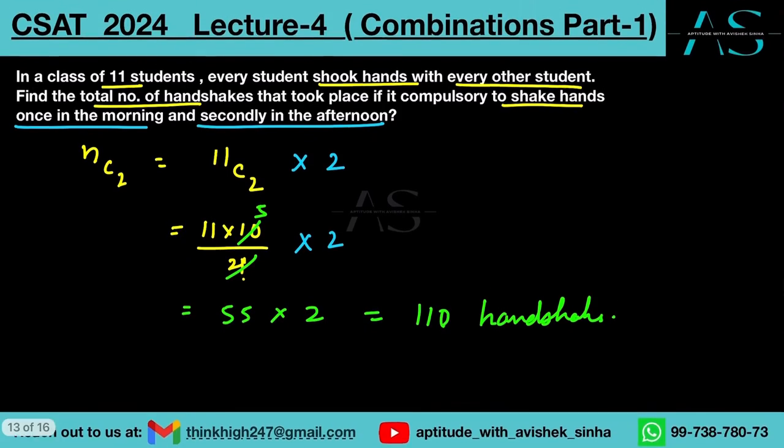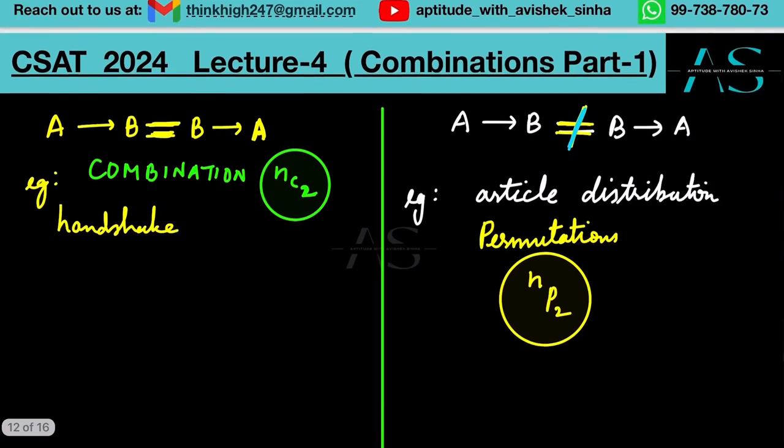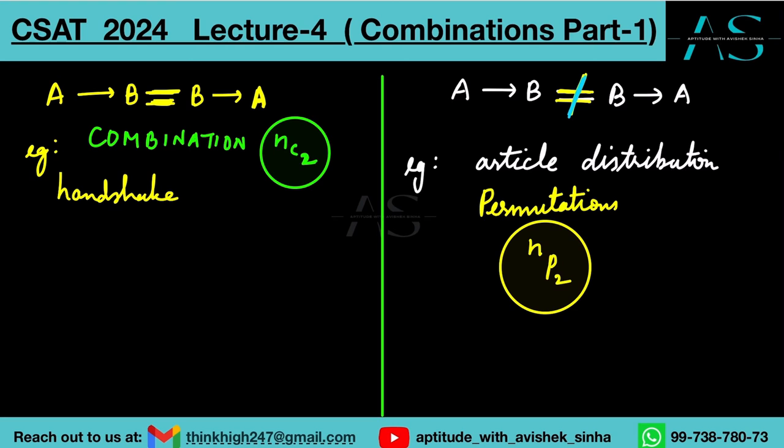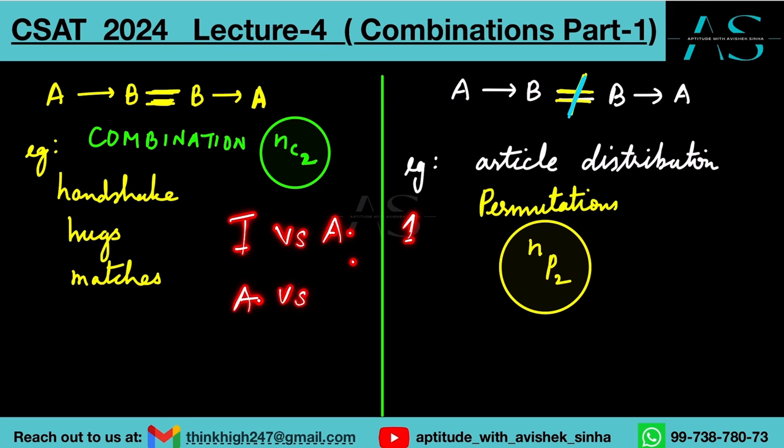Done. Let's move forward. Okay, what could be the other cases in which we can use this combination formula? First is in cases of handshake. Second is in questions of hugs. When you give a hug to the other person. Or when you are playing a match against each other. Let's say India is playing against Australia. This is considered as one match. So we'll not count it as Australia versus India another match. A to B is equal to B to A, we'll use combination. I hope this is clear.